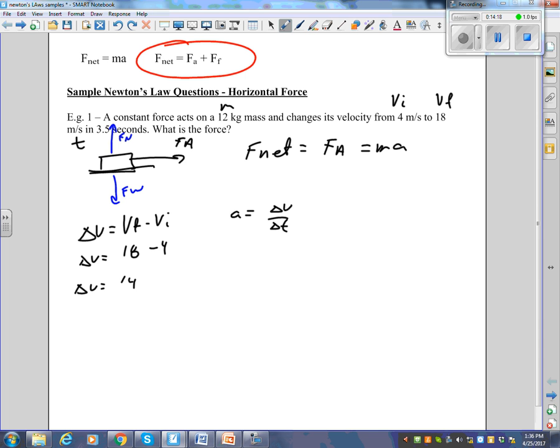Next, okay, let's not talk about calculators. Next step, find the acceleration. A equals delta V over delta T, so that's going to be 14, and our time is 3.5. 14 divided by 3.5. Now that you need a calculator for, unless you know that 3.5 times 2 is 7, and there are 2 7s in 14, so that means 14 divided by 3.5 is 4. Very easy.